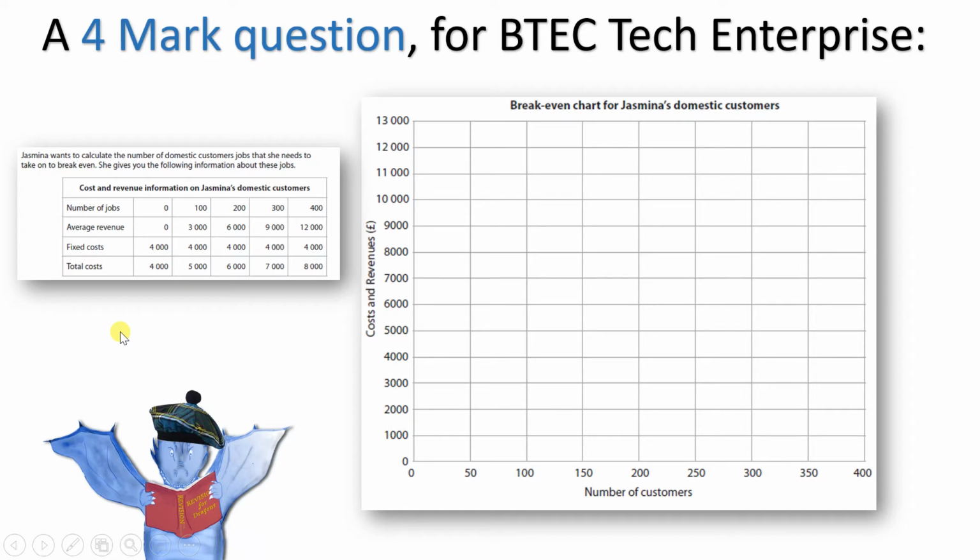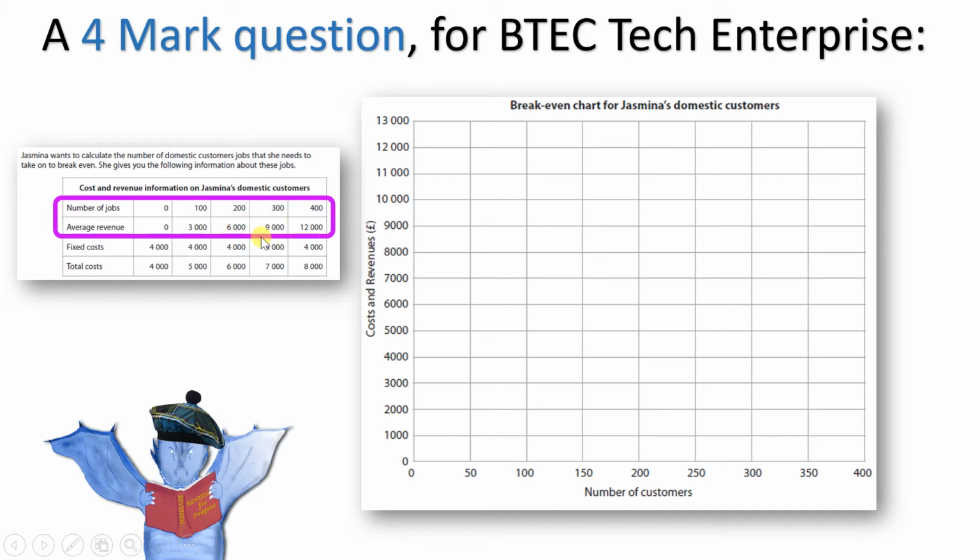Now our next line we've got to draw is total revenue. There are 2 sets of data you need to take on board for the revenue line: the number of jobs going across, 100, 200, let's just deal with 100 for now. There's 100 gardens that Jasmine has gone to do, and then you've got average revenue. Because it's provided you with average revenue, it's therefore telling you how much she has made for those 100 jobs, so you don't need to calculate anything here. So for 100 jobs she's made £3,000, for 200 jobs she's made £6,000, and so on.